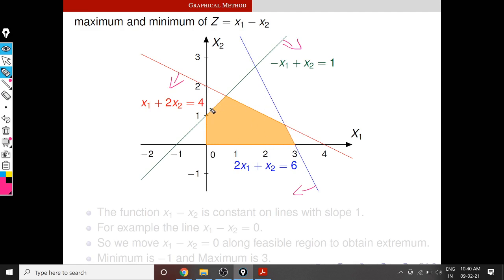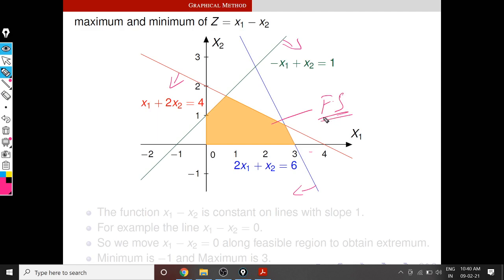5 lines means 3 constraints and 2 non-negative restrictions: x1 is positive and x2 is positive. You got it. So this blue region is our feasible region. Feasible region, or feasible solutions.